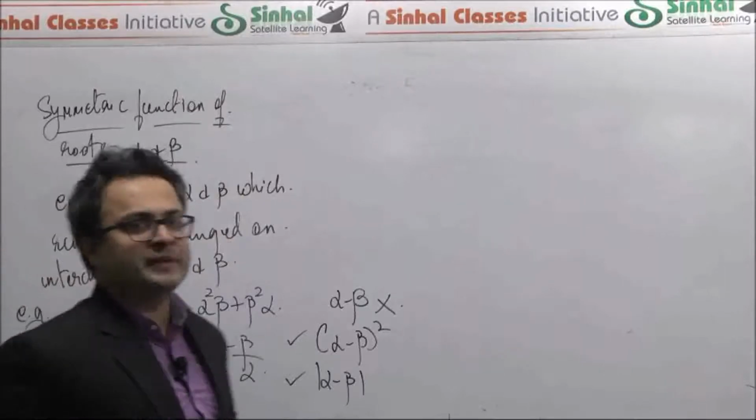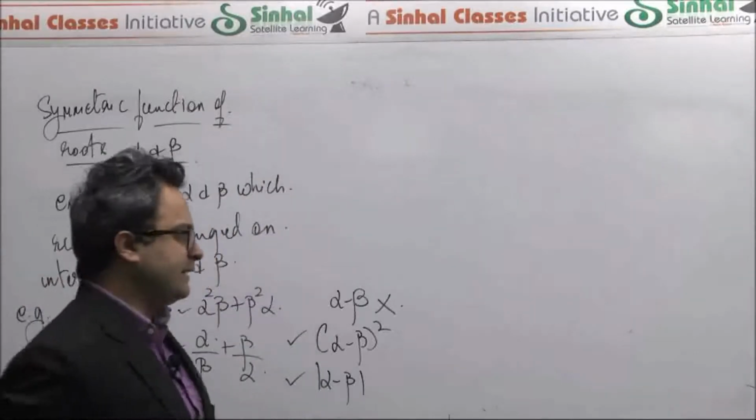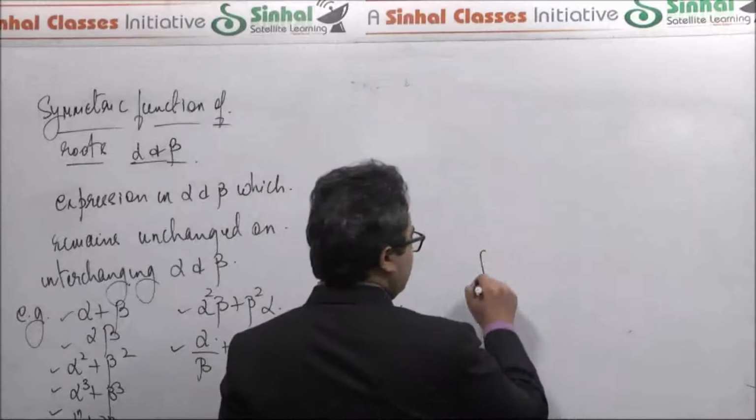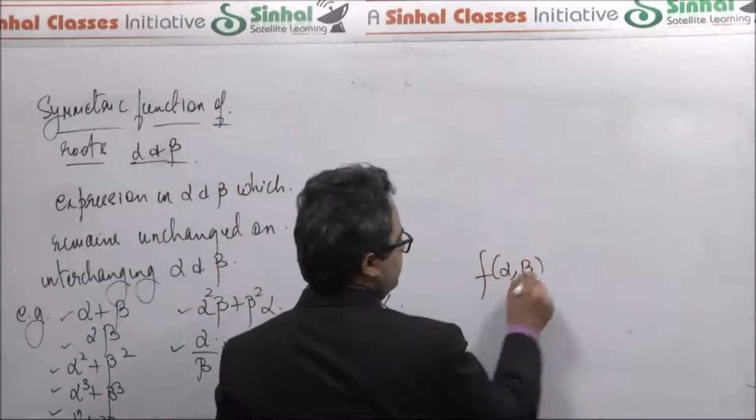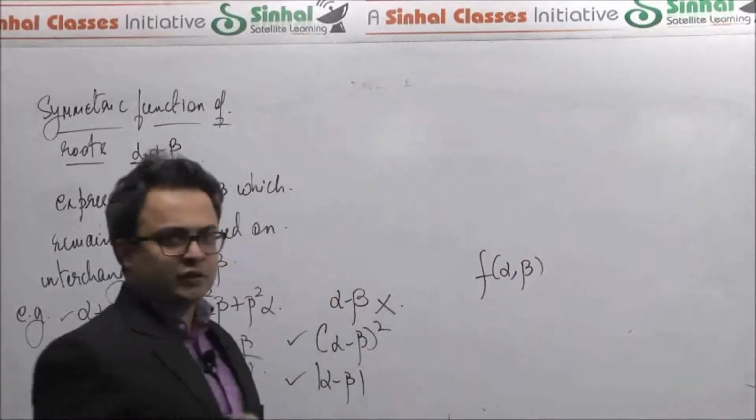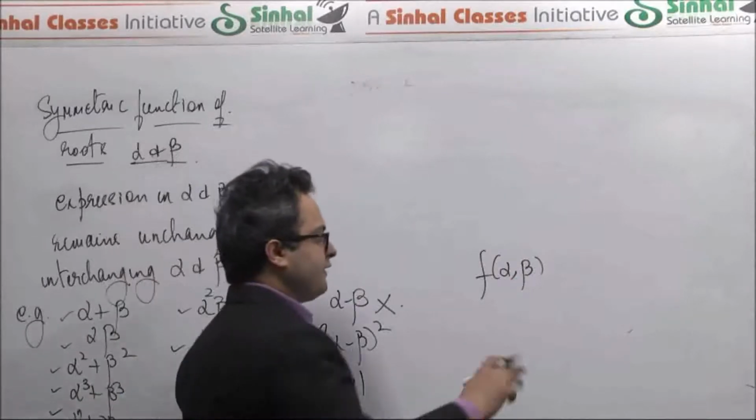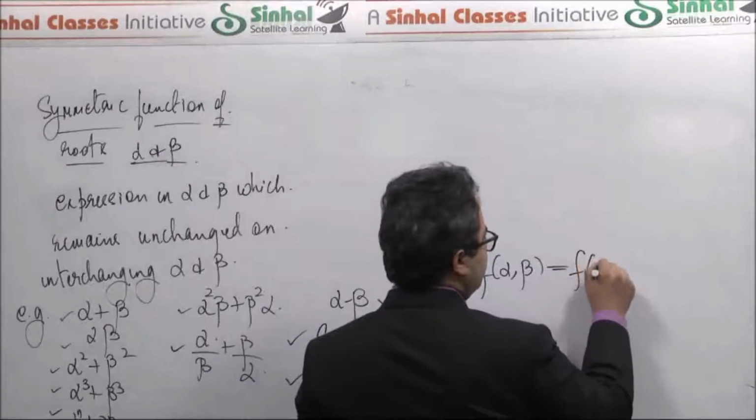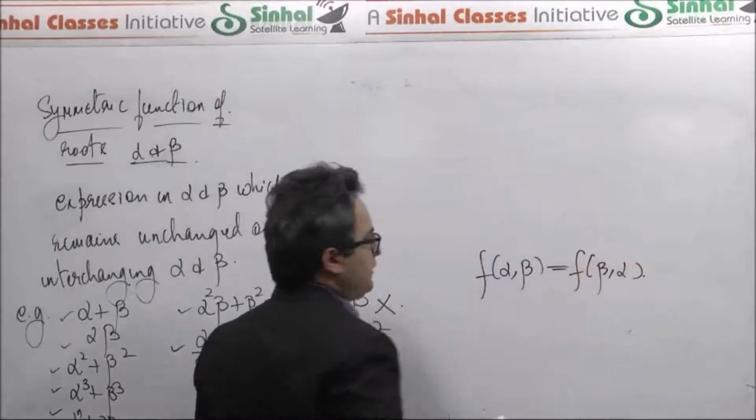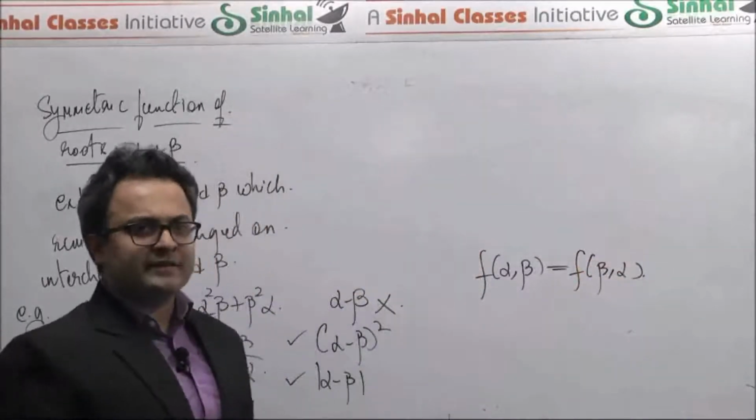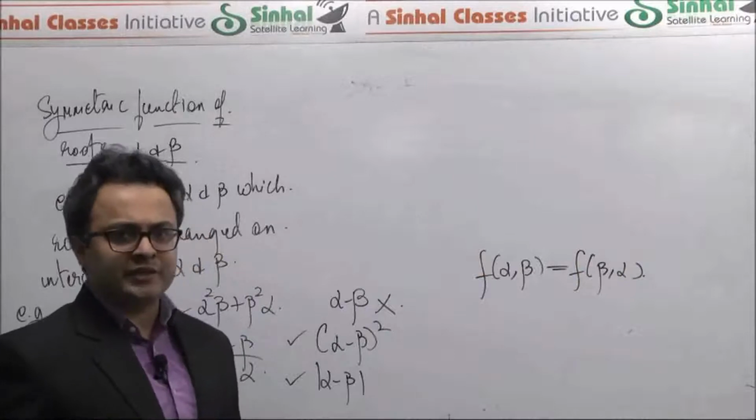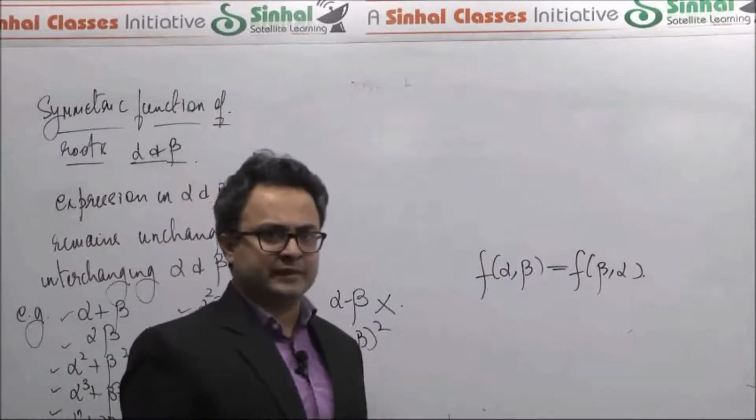If you want to define a symmetric expression slightly more mathematically, I can say that if f of alpha comma beta refers to a function of two variables alpha and beta, then f of alpha beta is a symmetric expression if f of alpha beta is the same as f of beta comma alpha. Which is basically again saying the same thing, that if you were to interchange alpha and beta, the value of the expression remains the same.